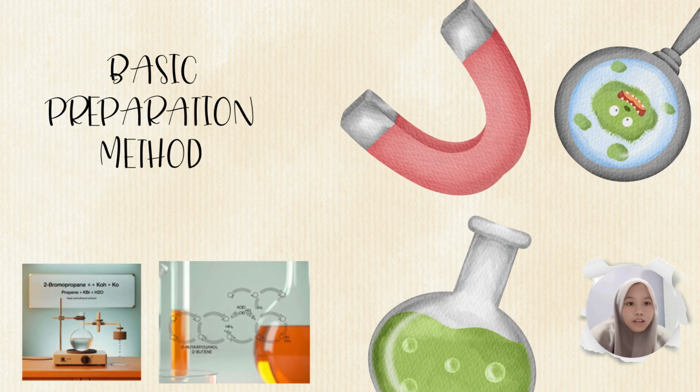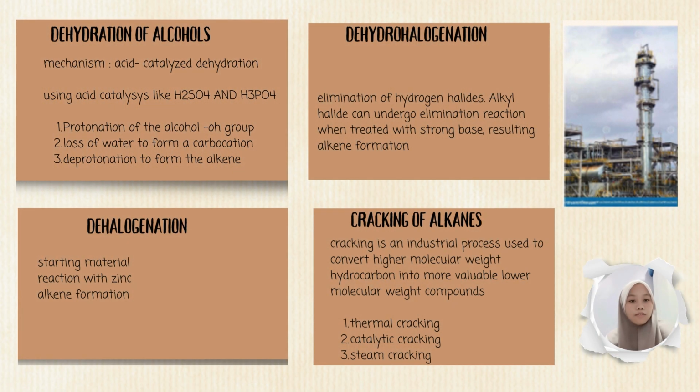Now, let's look at the basic preparation of alkene. There are 4 ways to produce alkene. The first method is dehydration of alcohol. This occurs through acid-catalyzed dehydration using acids like sulfuric acid or phosphoric acid. The alcohol first gets protonated, then loses a water molecule to form a carbocation, and finally undergoes deprotonation to form the alkene.